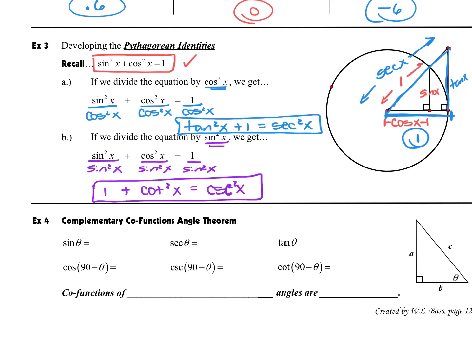So the only one that you really have to know is this first one that's really easy, and the remaining two are easily derived by just doing that simple division.